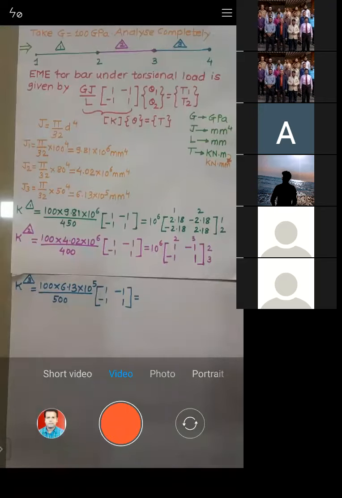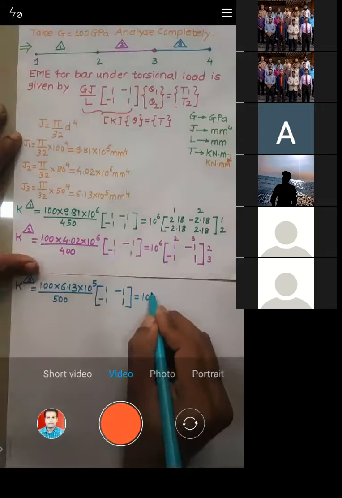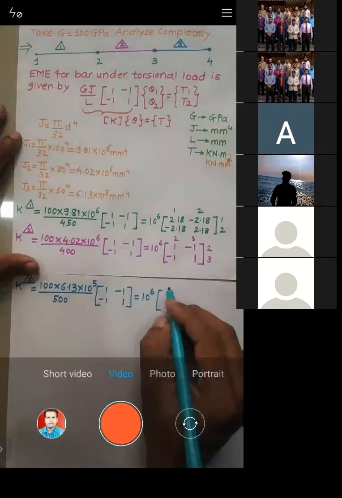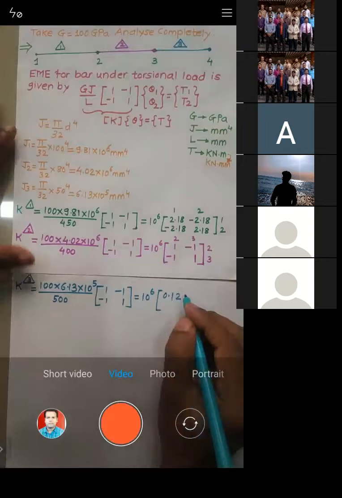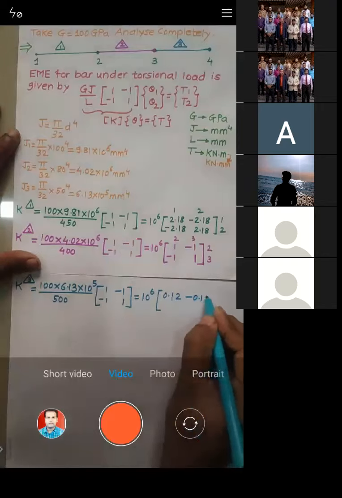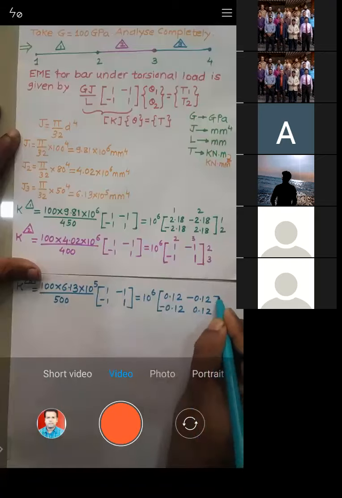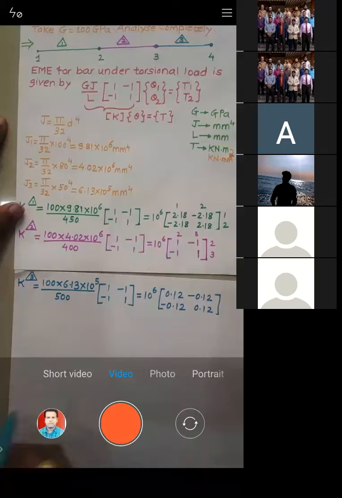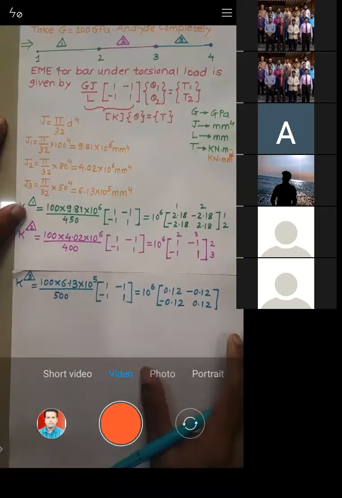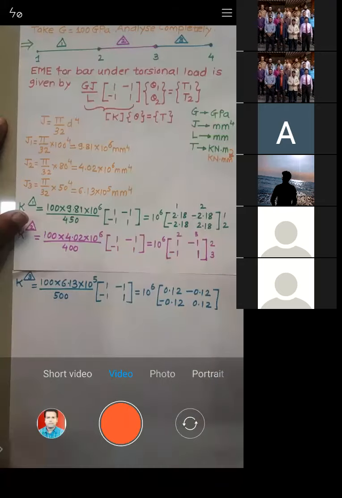1.22 into 10 raised to power 5. So can I write down like that? 10 raised to power 6, I will take it common. Okay, and 0.12, then minus 0.12, then again minus 0.12 and 0.12. See, 1.2 into 10 raised to power 5 means 0.12 into 10 raised to power 6. So I have taken 10 raised to power 6 outside, and I will multiply that 0.12 inside. Okay, so this is what we will get.